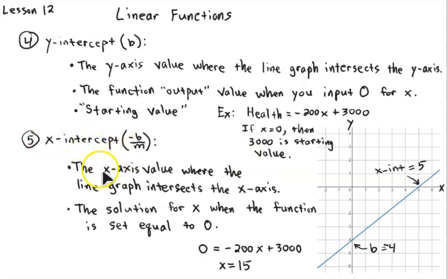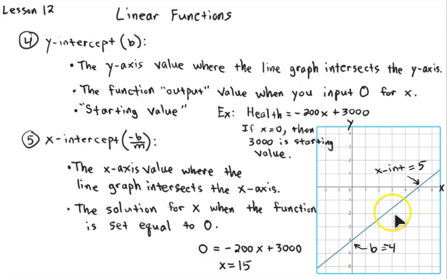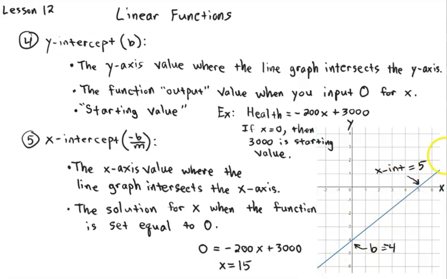Similarly, the x-intercept is the x-axis value where the line graph intersects the x-axis. So this is the x-axis right here. Here's the line graph, and where this line graph crosses over the x-axis right here, it crosses over at 5. So the x-intercept is equal to 5. We can also understand the y-intercept as the function output value when you plug a 0 in for x.